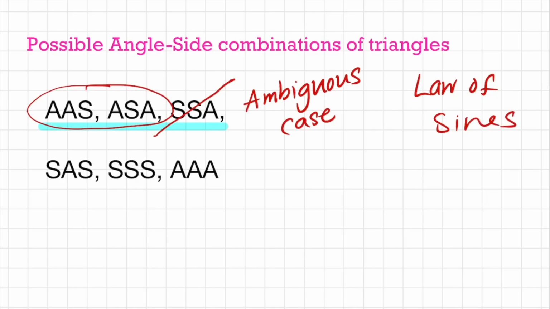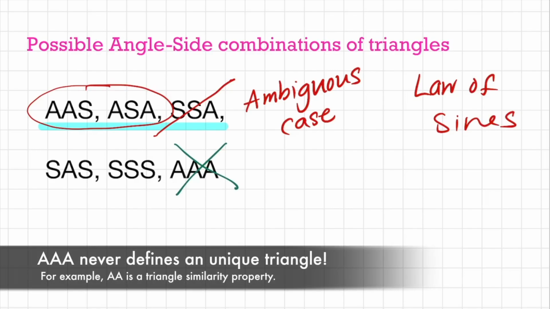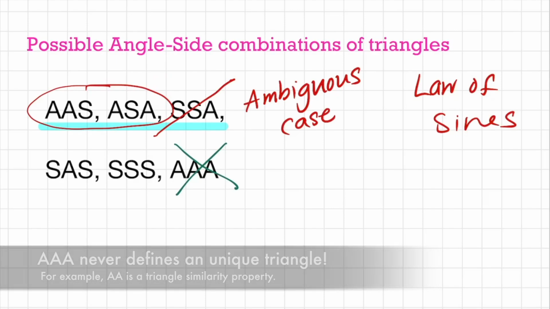Now, the bottom 3 are the other cases in which 3 pieces of information of a triangle can be known. However, we're going to ignore the triple A, and that's because with just 3 angles, we will never be able to create one unique triangle. And you can relate this idea to similar triangles.